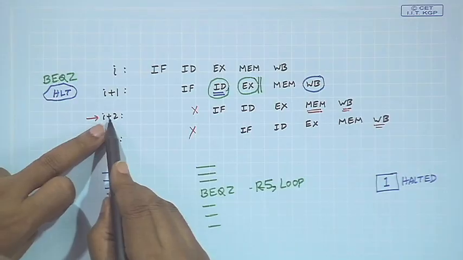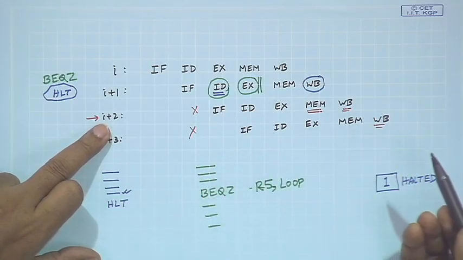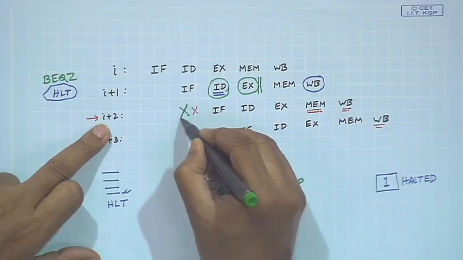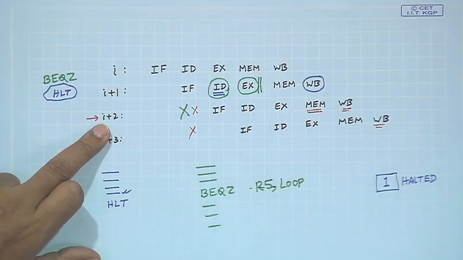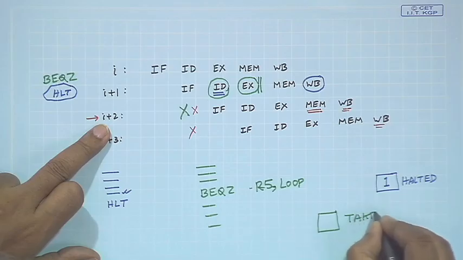Whatever instruction has been fetched in the next cycle, if the branch is actually taken, then this will have to be discarded. Because of the same reason, we maintain another flip flop, which we call taken branch.